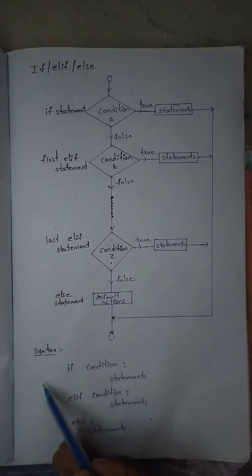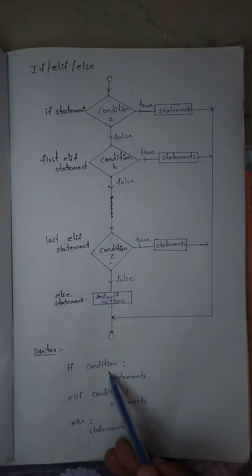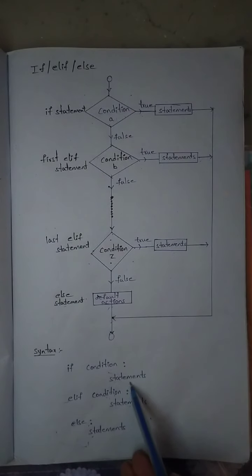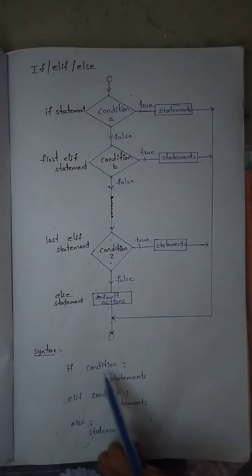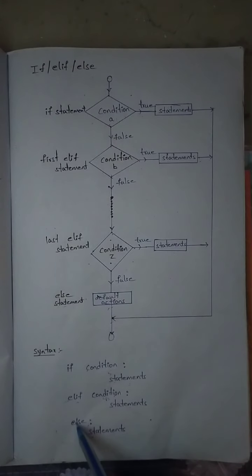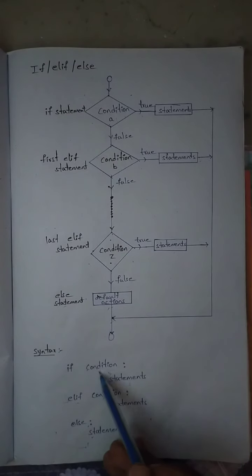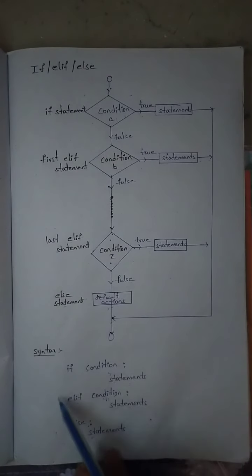Okay. Syntax: if condition: statements. If the condition is true, then execute these statements. If the condition is false, then the cursor comes to the elif condition. This condition is checked, and if it is true, then execute these statements. If the condition is false, then the cursor comes to the else block, and execute these statements. If the if condition is true, then execute this statement. If the condition is false, then the elif statements are executed.